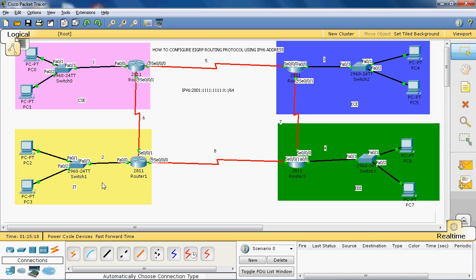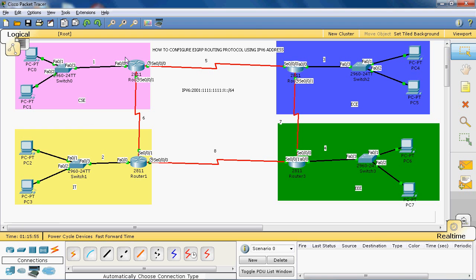Department and IT department can communicate only by using a routing protocol, otherwise they cannot communicate from one network to another network. So first of all, we can go to the CSE department and configure the EIGRP routing protocol. Before configuring EIGRP in the CSE department, we have to know two things. In IP version 4 we will not give any router ID, but in IP version 6 we have to give the router ID and no shutdown during the configuration of the EIGRP routing protocol.